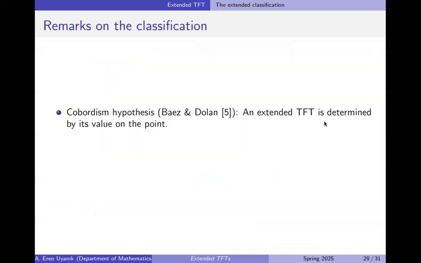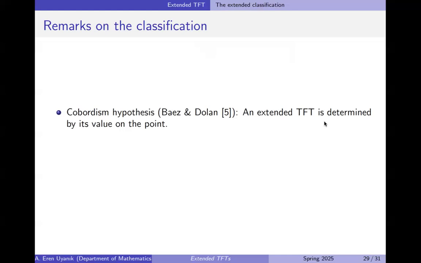So the theorem is very hard to understand, and the proof is a PhD thesis of 300 pages. I had no idea how they proved it, but at least I can give some remarks on the classification. We have a famous hypothesis called the cobordism hypothesis by Baez and Dolan. It was hypothesized by them and proved by Lurie in 2009. It says that, basically, in a simplified way, an extended topological field theory is determined only by its value on a point.